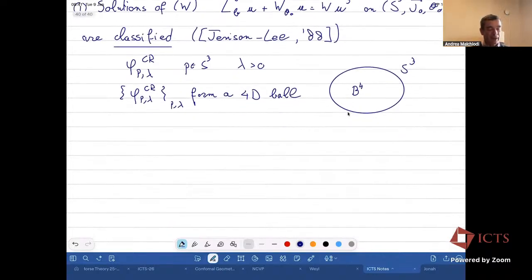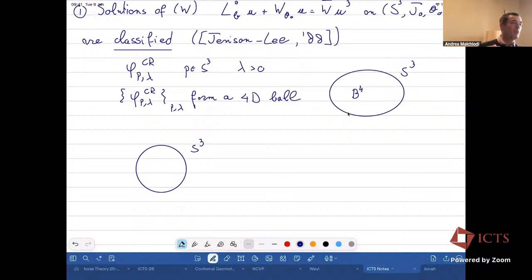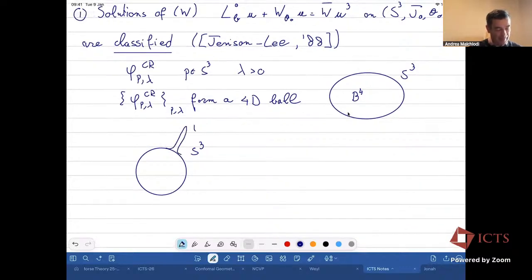Why is that? On S3, I want to explain why they form a 4-dimensional ball. On S3, the phi lambdas have this shape. They can be concentrated near some points, and the parameterization is essentially a choice of the center of mass of this distribution. So essentially you integrate on S3. We have S3 that sits in R4. You take the function phi lambda to the 4, and multiply it by the position vector in R4.